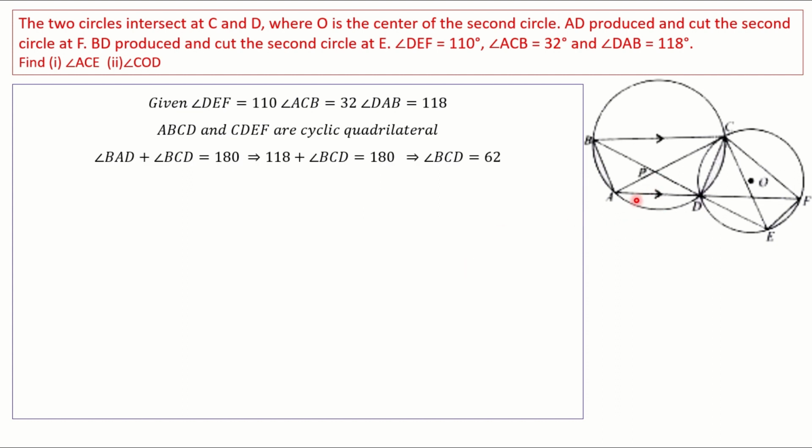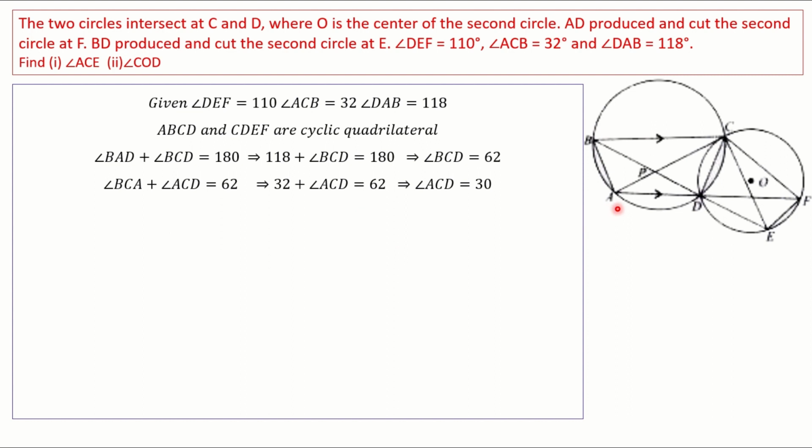So if you take the first one, angle BAD plus angle BCD is 180 degrees because it's a cyclic quadrilateral, right? BAD is given. So 118 plus BCD equals 180. That means BCD equals 62 degrees.